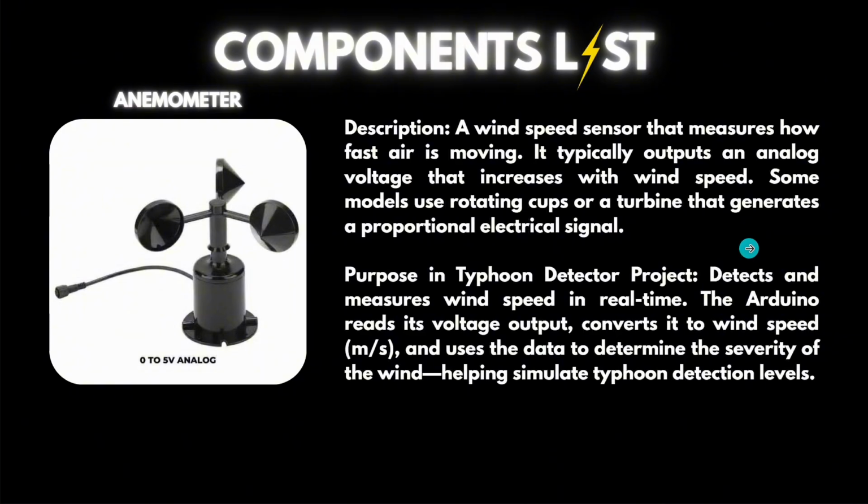Next, we have the anemometer. It is a wind speed sensor that measures how fast air is moving. It typically outputs an analog voltage that increases with wind speed. Some models use rotating cups or a turbine that generates a proportional electrical signal. Its purpose is to detect and measure wind speeds in real time. The Arduino reads its voltage output, converts it to wind speed, and uses the data to determine the severity of the wind, helping simulate typhoon detection levels.